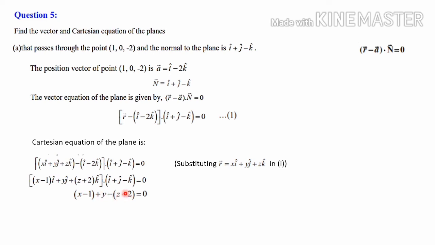That is x minus 1 plus y minus z plus 2. Minus z plus 2 how does it come? Here is z plus 2, here minus 1. When we multiply, minus z plus 2 equal to 0. A little bit of simplification, that is x plus y minus z is equal to, here there is minus 1 and here there is minus 2. Minus into plus is minus, so minus 2. Minus 1 minus 2 is minus 3 equal to 0. So we can take this minus 3 on the right side, that is x plus y minus z is equal to 3. This is the Cartesian equation of the given question.